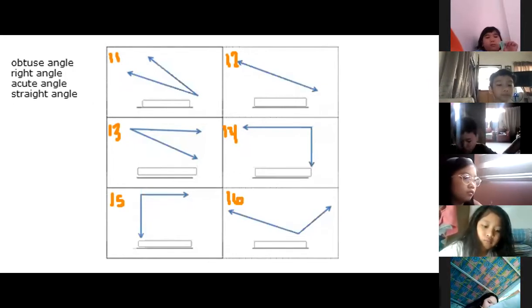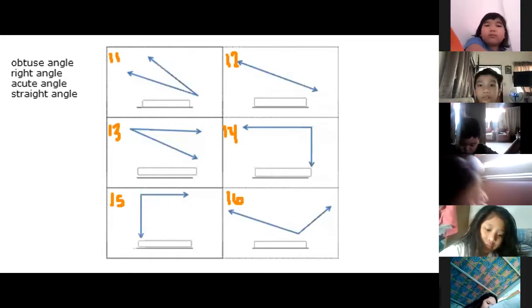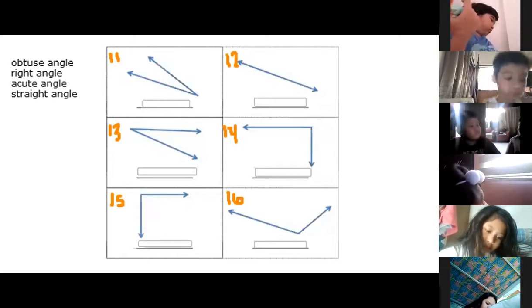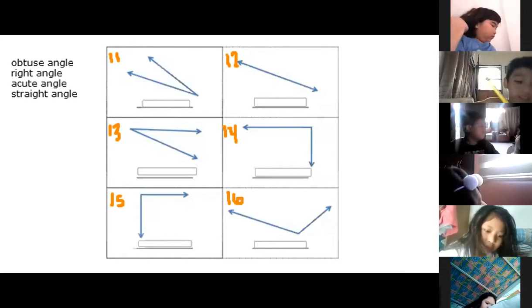Okay, so I guess everyone is finished. No, I'm in number 6 now. Only 16. Okay.